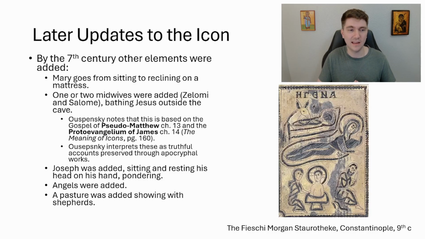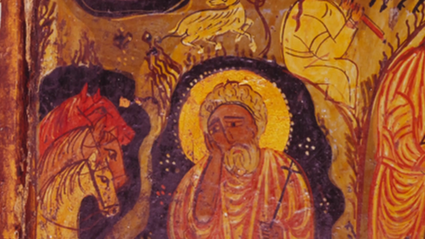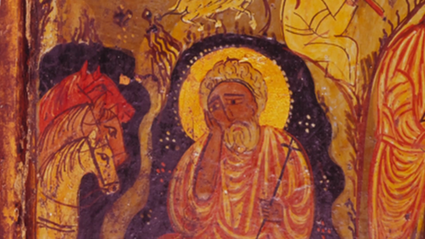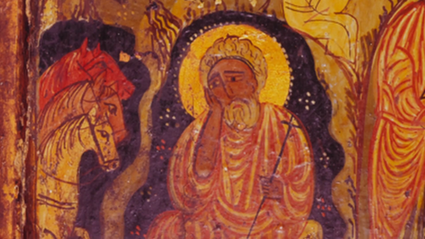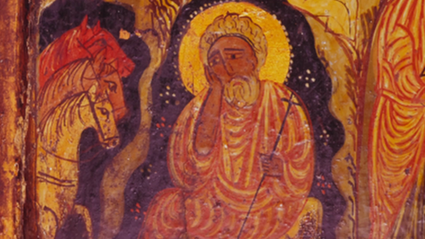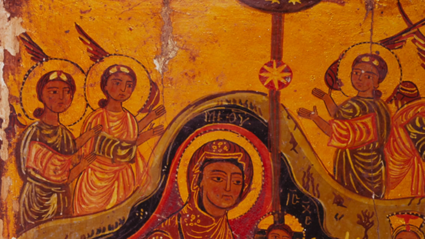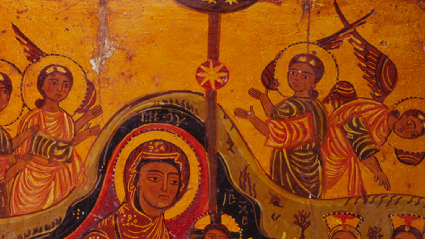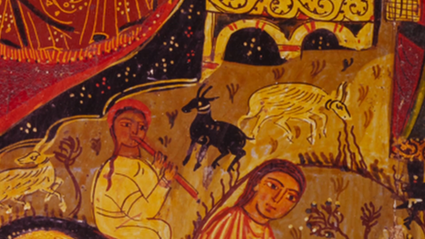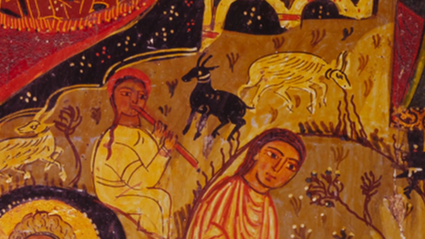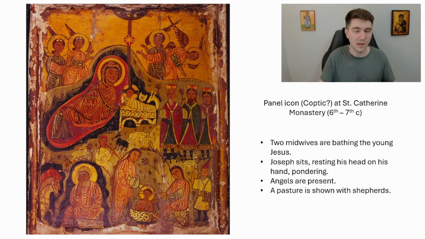And I guess the traditional understanding is that they're true, but they are based off of apocryphal accounts. And of course, later Joseph was added, but he's not added very close to the manger. He's kind of far away from it, sitting, resting his hand on his head, pondering. Later angels were added, and a pasture was added showing shepherds in the field. So we have an example of this.